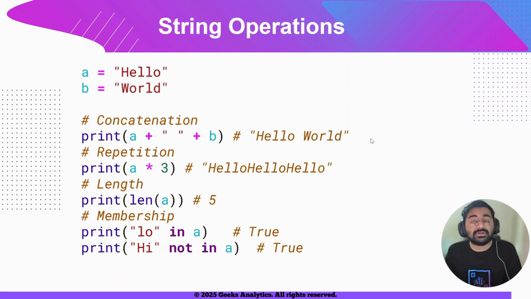Then we can also do repetition. A multiplied by 3 gives the output hello hello hello, without any space in between. Then to check the length of a particular string, you can simply do length of A. As hello is a 5 character sequence, the output would be 5. With respect to membership operators, they check if the pattern of characters that I mentioned is in the same order as in the original string.